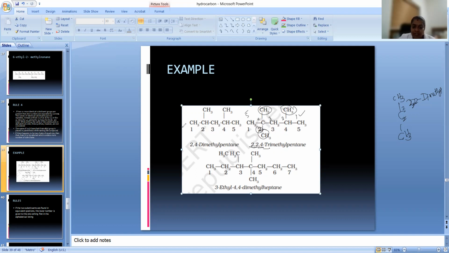Okay. So here also 1, 2, 3, 4, 5. 1, 2, 3, 4, 5. So if you are numbering this side or that side, you are going to get the same pattern. So you can number it this way. So second and fourth positions. So second, fourth, then hyphen, then di. 2 CH3 are there. So dimethyl pentane.